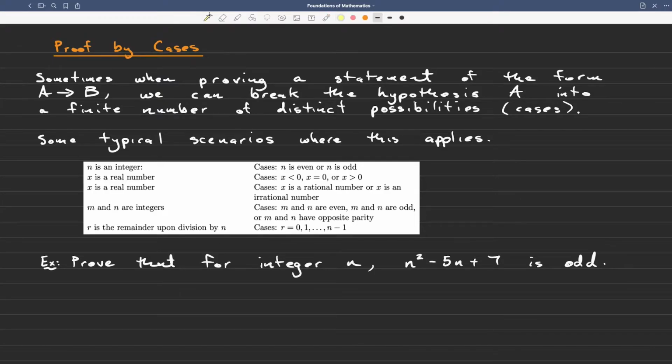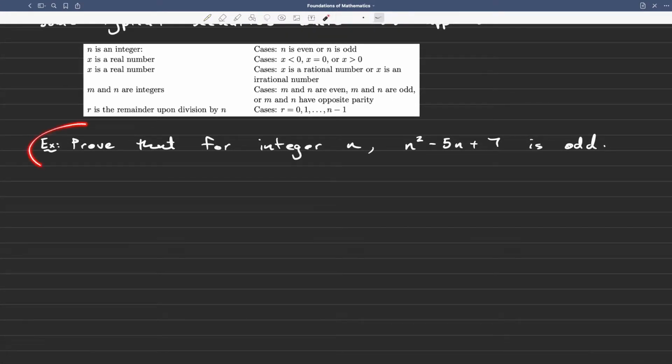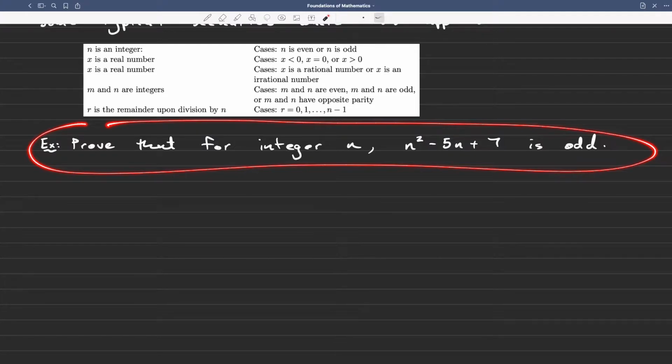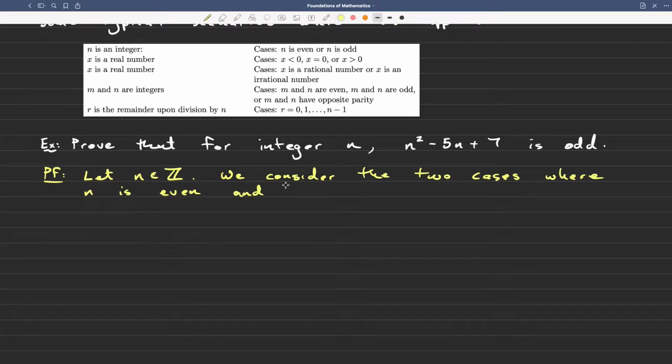Okay, so let's think about that in the context of this problem below. So we want to prove that for any integer n, the expression n squared minus 5n plus 7 is odd. So how might we go about that? Well, in this particular case, I may try considering whether n is even or odd as 2 separate cases. So let's start off by letting n be an integer. And we're going to consider the 2 cases where n is even and n is odd. So maybe to format this, we'll say case n is even here. Now the reader knows that we're considering that case.